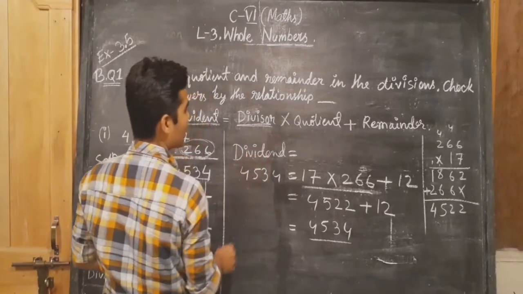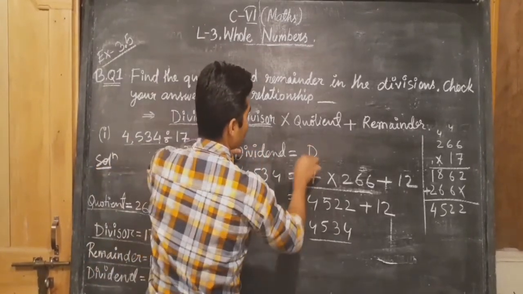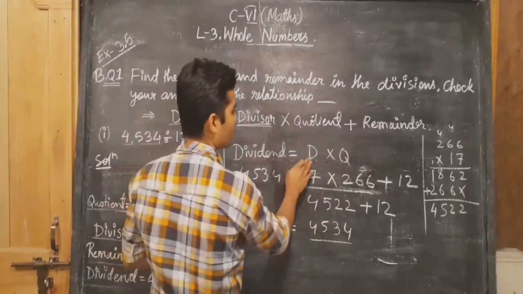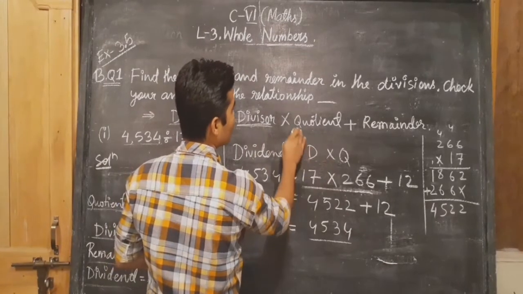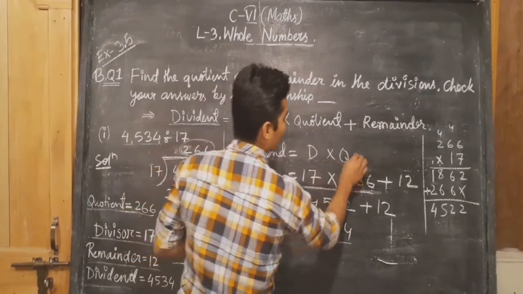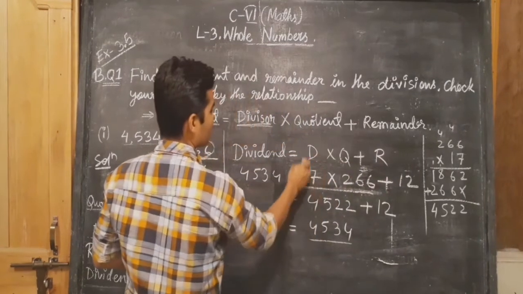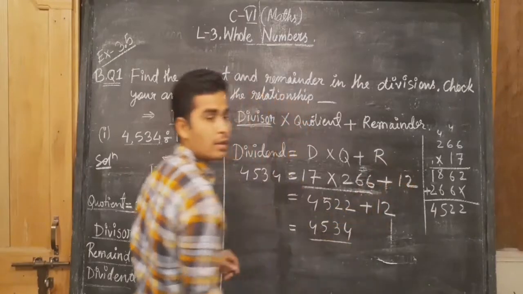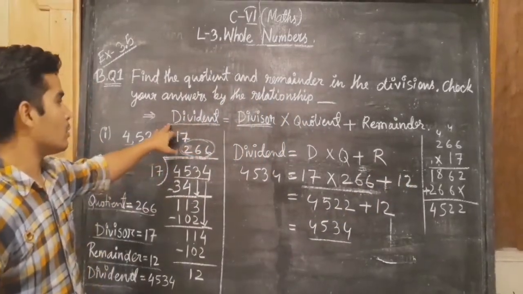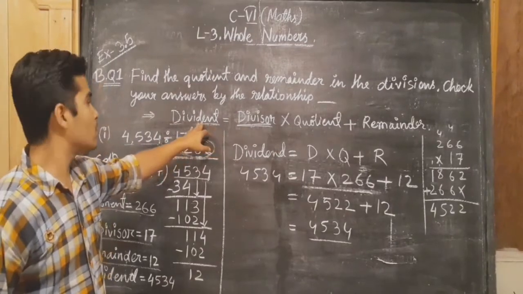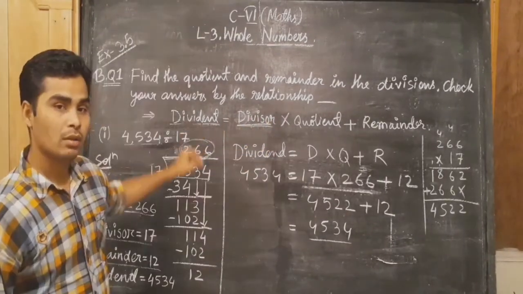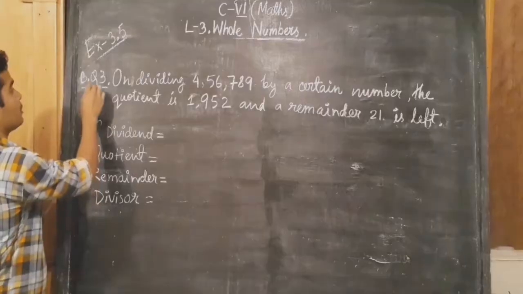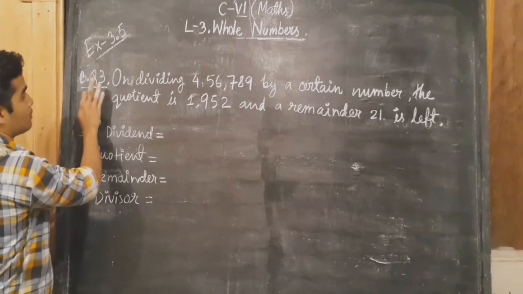So what was this division algorithm? Dividend is equal to divisor into quotient. We can write in a short form of divisor as D into short form of quotient only Q plus remainder R. So here I put all this divisor 17 into quotient 266 plus remainder is 12. So always remember to check your answer using this method after dividing. This method is called division algorithm. Now let us move to this question.